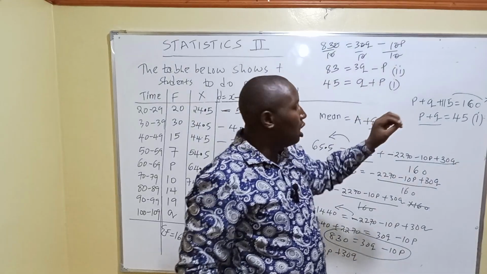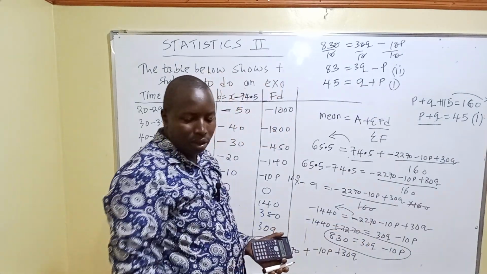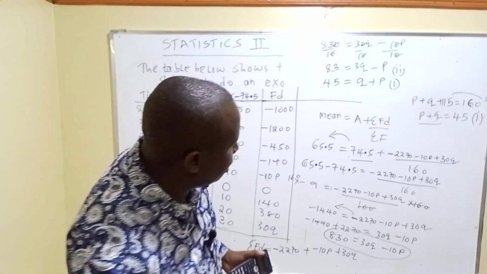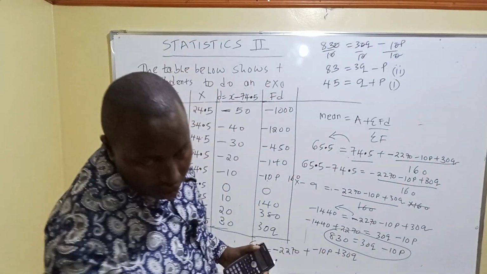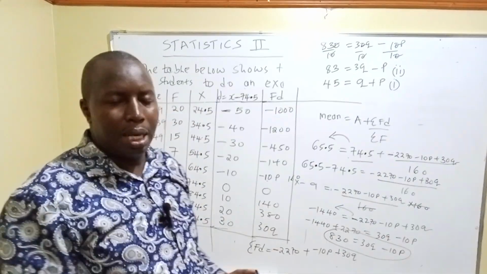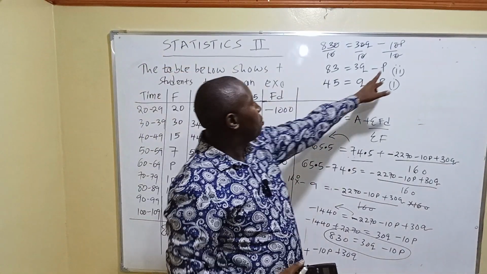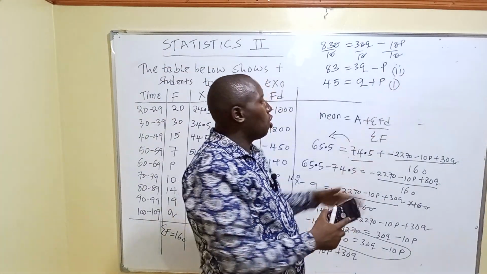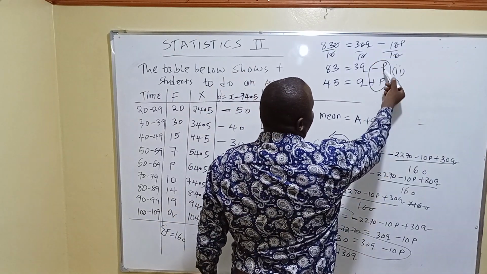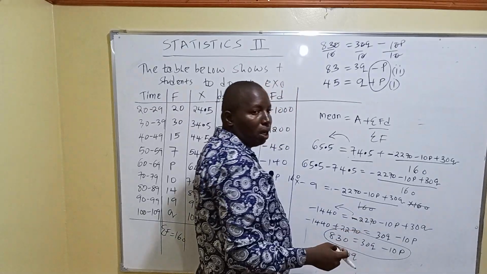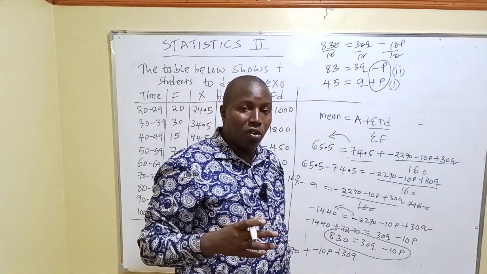I have arranged it like that so that we can solve by elimination. So let's eliminate. The easiest value to eliminate here is p. This is minus p, this is p. When you want to eliminate it, you make the value of p 0.